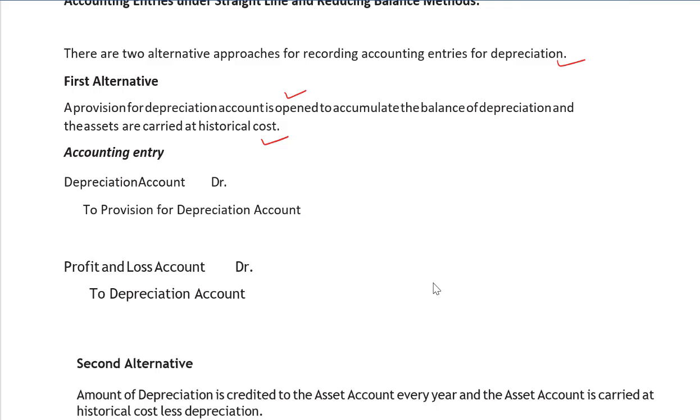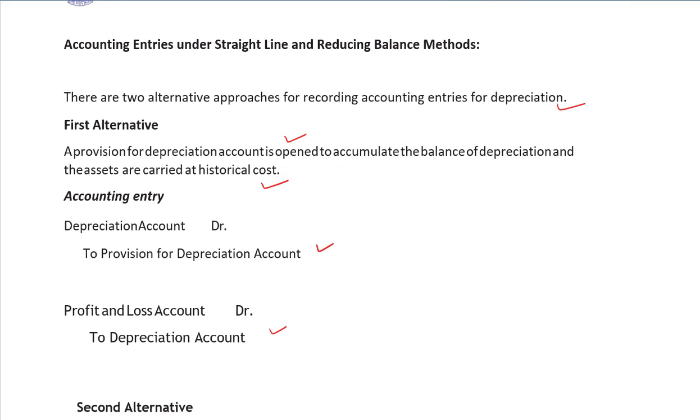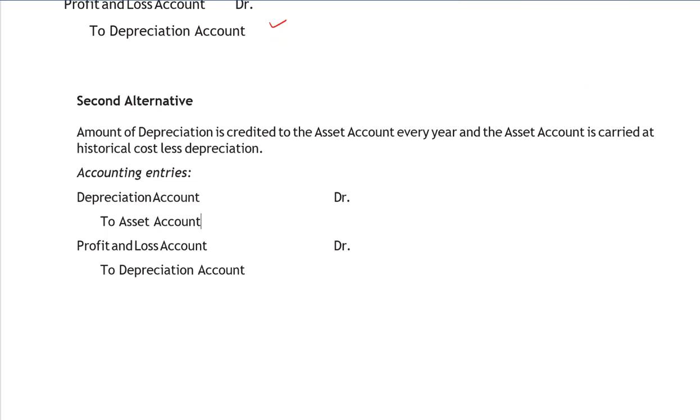So the next entry will be profit and loss account debit to depreciation account. Please understand the first alternative. A provision for depreciation account is opened to accumulate the balance of depreciation, and the assets are carried at historical cost. Accounting entry: depreciation account debit to provision for depreciation account, and profit and loss account to depreciation account. I believe you understood.